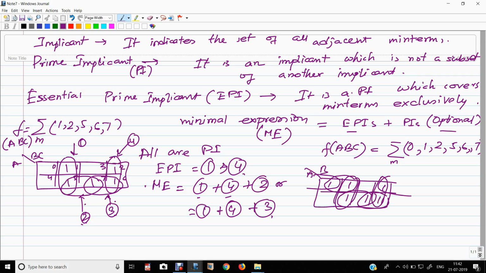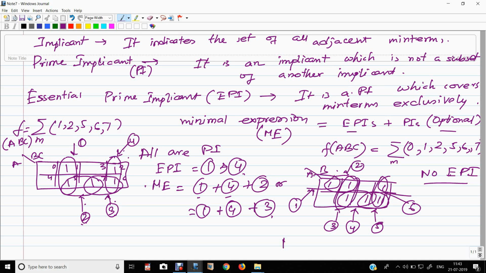Okay, so this is number 1 grouping, this is number 2 grouping, this is number 3 grouping, this is number 4 grouping, this is number 5 grouping, and this is number 6 grouping, and this is obviously connected back to number 1 grouping. So we can see that all are prime implicants, but there is no essential prime implicant because all are connected, right? In the previous example 1 and 4 were not connected, but in this example all sets are connected, so there is no essential prime implicant.